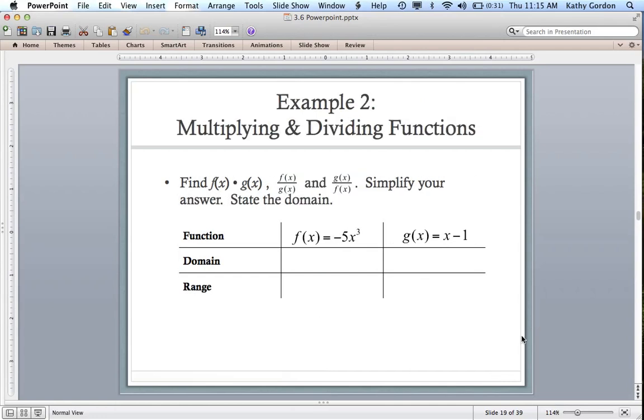All right, so now let's take a look at multiplying and dividing with functions. Okay, so if I want to multiply f and g, divide it, and you notice here I have f as my numerator, g as my denominator, or the other way around, g over f. We want to be able to simplify that and also state the domain. So similar kind of thing. To multiply, we actually want to take our f of x function times our g of x function.